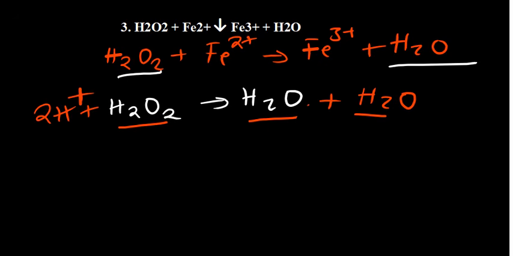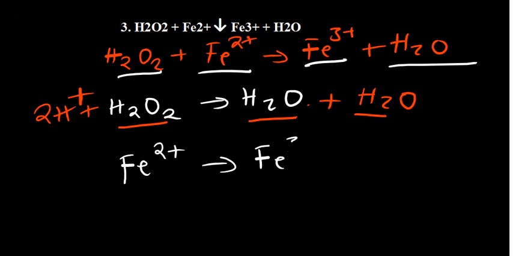We need to go now to the second half reaction, iron 2 to iron 3. Do we need to balance any atoms there, or are they already balanced? They're already balanced, so it's just a matter of balancing the charges. We're moving from 2 to 3. That is an oxidation reaction, meaning that an electron is being lost.